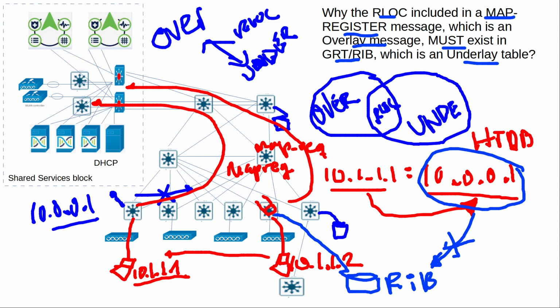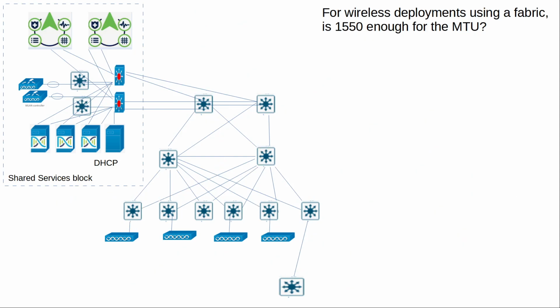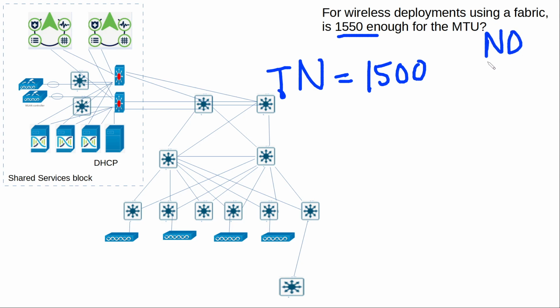Hope that made sense. Next question. For wireless deployments using a fabric, is 1550 enough for the MTU? Remember that with traditional networks, our MTU was 1500. So the question is, for wireless deployments using a fabric, is 1550 enough for the MTU? No. The answer is no.